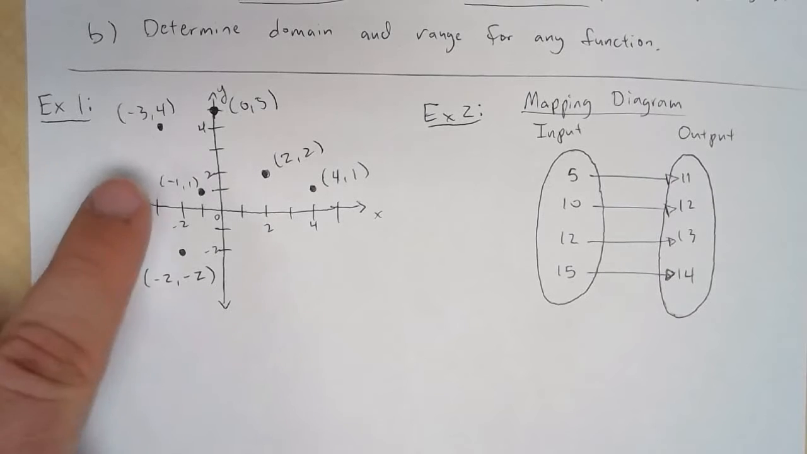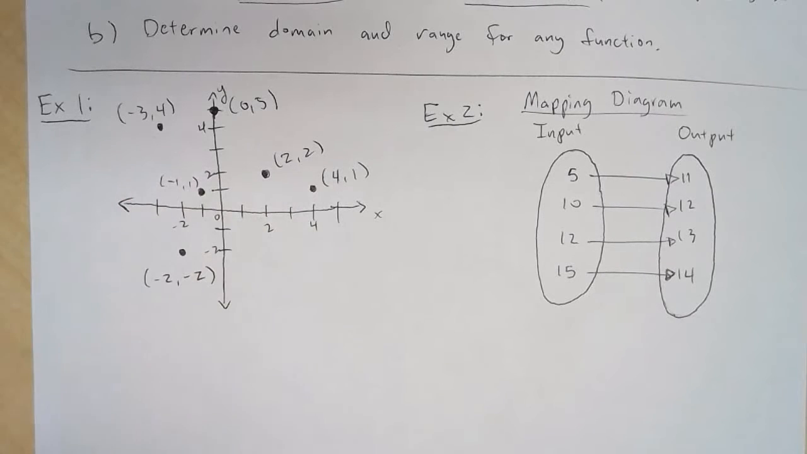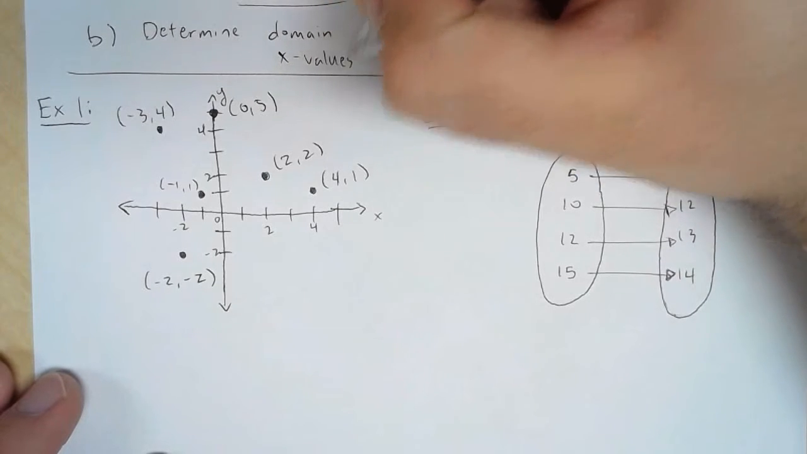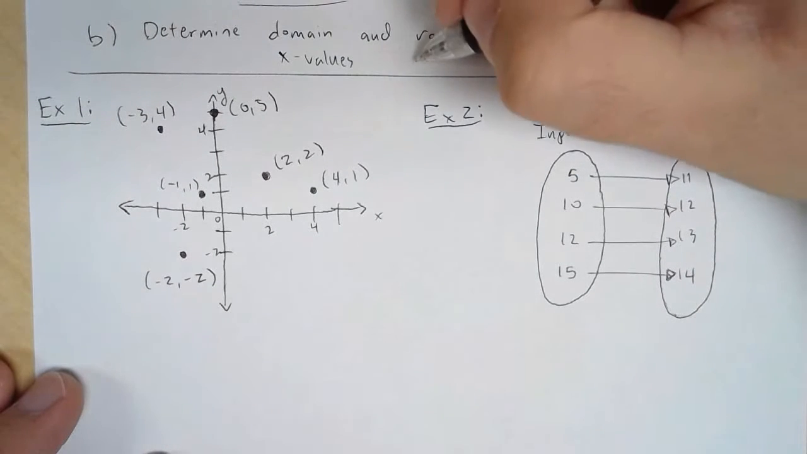So we have a bunch of x's over here. All of them, we'll talk about those in a second. Our outputs are y values. When we say domain, we're literally just talking about the x values. And then when we say range, we're talking about the y values.